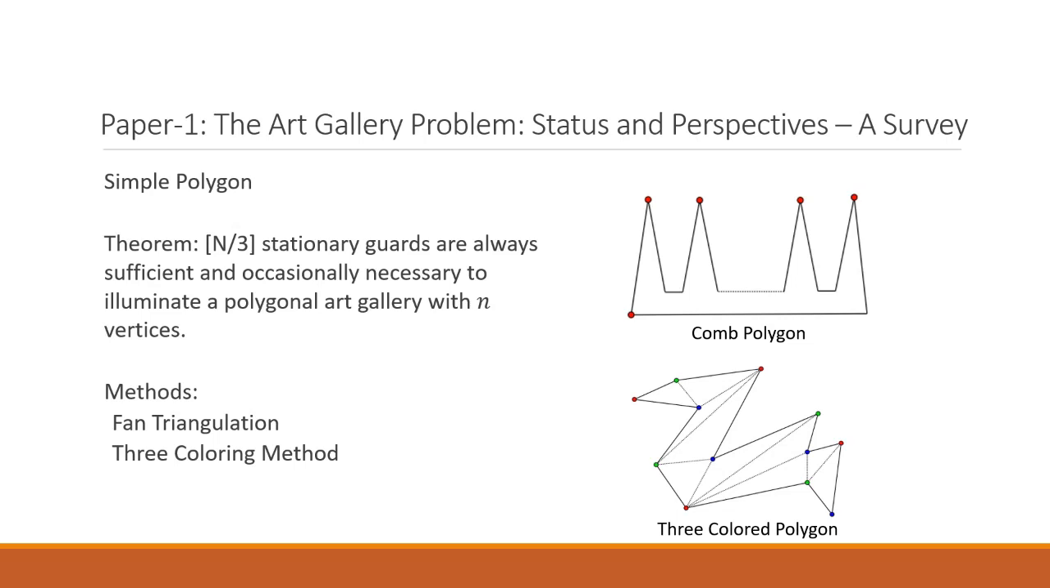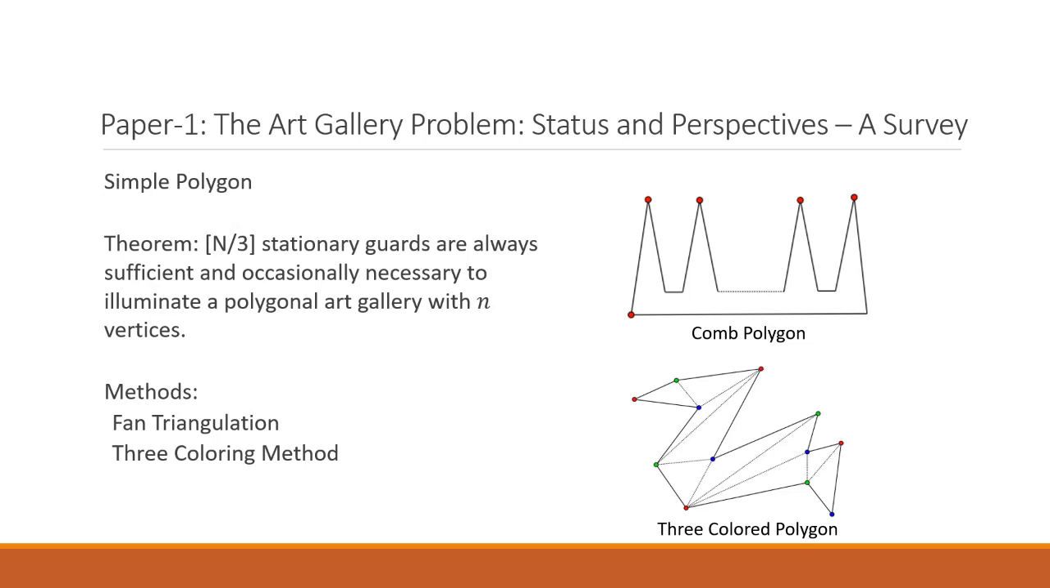The method proposed by Vasek Chvátal depended on fan triangulation, which basically means triangulation by selecting one vertex, which is the fan center, and then drawing the diagonals to other vertices to form triangles. But the disadvantage of this method was that it could only be used for convex polygons, whereas in the real world 99.9% of polygons are non-convex.